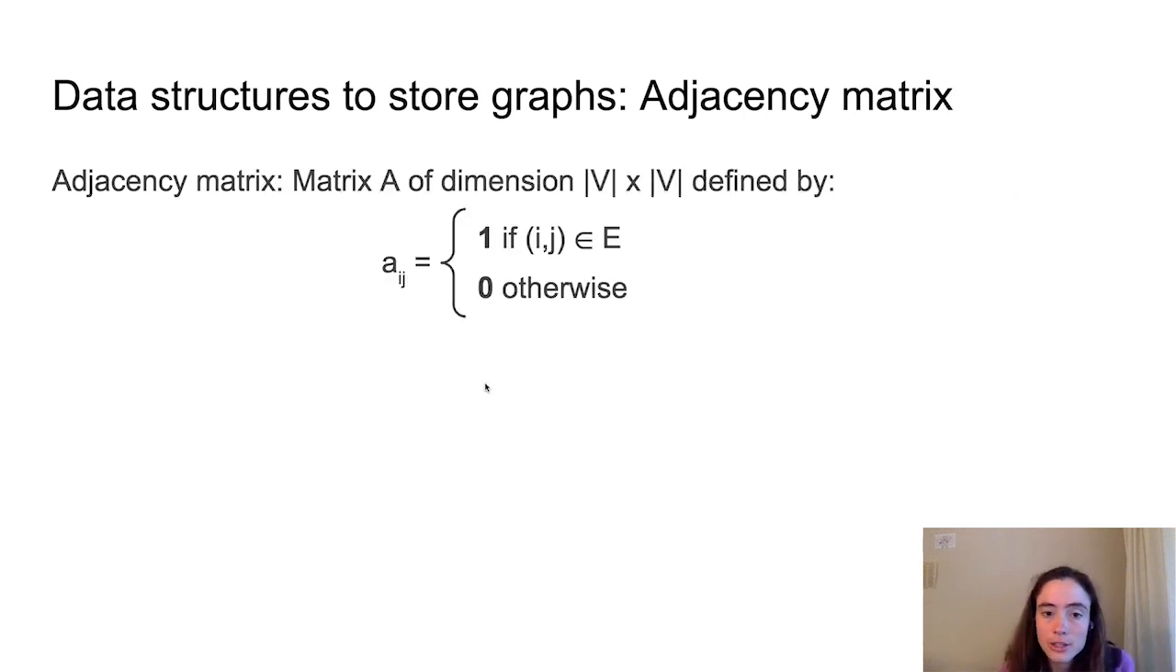Another common data structure for storing graphs is called an adjacency matrix. An adjacency matrix is a square matrix with the number of rows and the number of columns both equal to the number of vertices in the graph. And an entry in the matrix is 1 if the vertices i and j are neighbors, so if there's an edge between i and j in our set E defining the graph, and 0 otherwise.